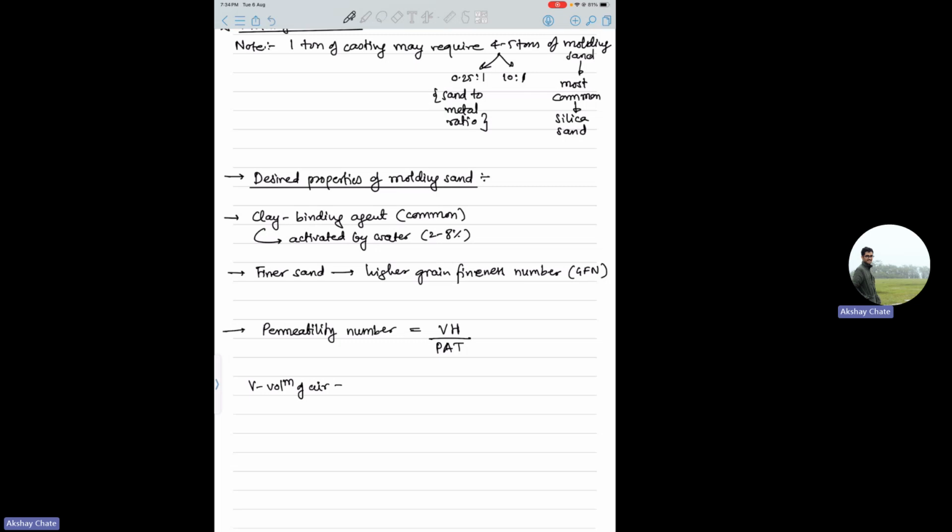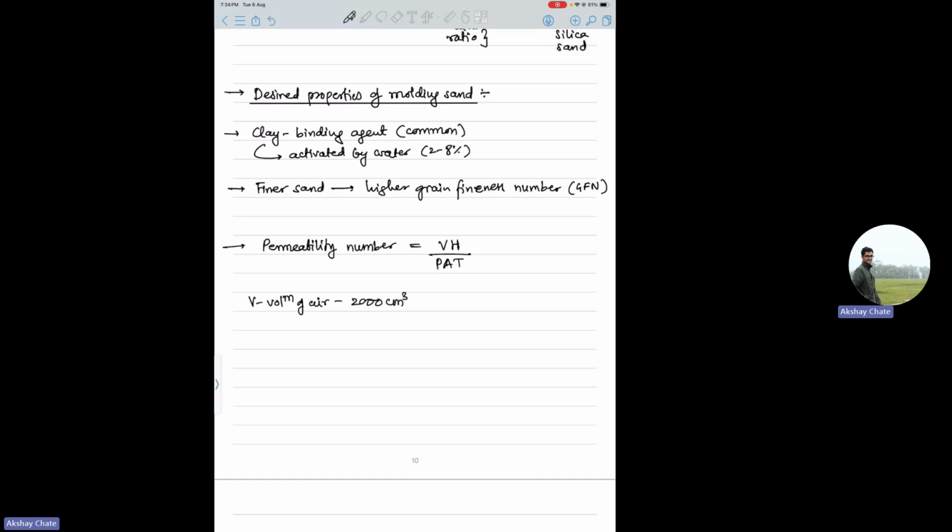Typically, the volume is 2000 cm cube. Height of the sample is 5.08 centimeter. These are standard things. Pressure is the air pressure at which you force the air to pass through the molding sand. Then the cross-sectional area of your flow channel. Typically, it is a cylindrical or circular channel, so the standard is 20.268 cm square.